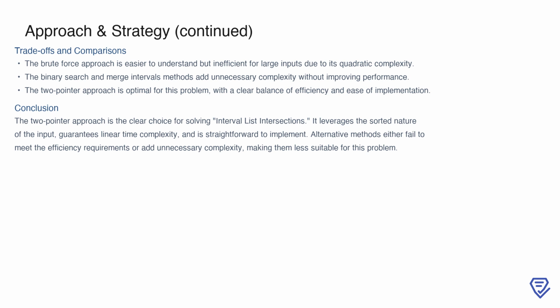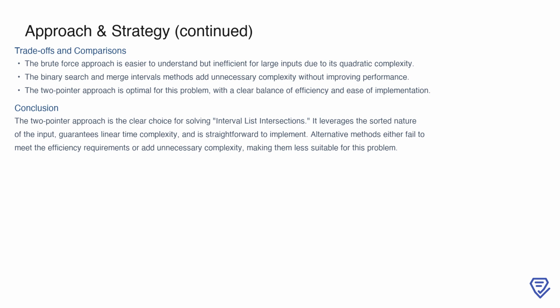When comparing the available methods, the trade-offs become clear. The brute force approach, while simple conceptually, is prohibitively expensive for large inputs due to its quadratic time complexity. Binary search and merge intervals methods, though creative, add layers of complexity and fail to deliver meaningful performance improvements given the sorted nature of the input. In contrast, the two-pointer approach strikes the perfect balance between efficiency and simplicity. It guarantees linear time complexity by processing each interval only once and avoids unnecessary operations while being straightforward to implement.